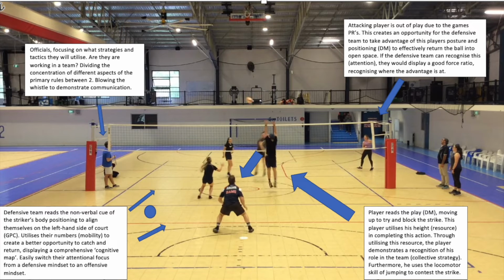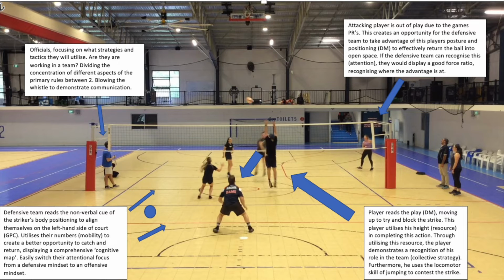This creates an opportunity for the defensive team to take advantage of the girl's posture and positioning, where they may be able to return the ball away from the girl to the back left-hand side of court. If the defensive team can recognise this and return the ball into open space, they have demonstrated force ratio, recognising where the advantage is at on the court.